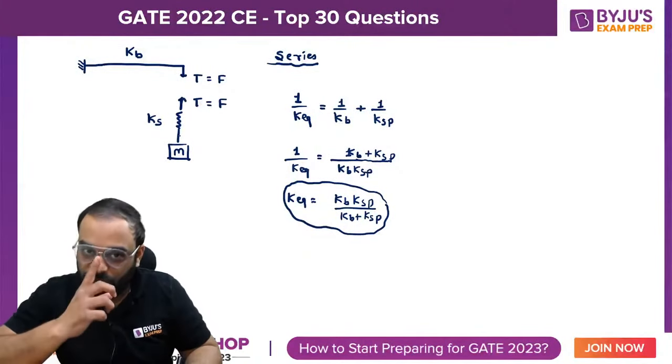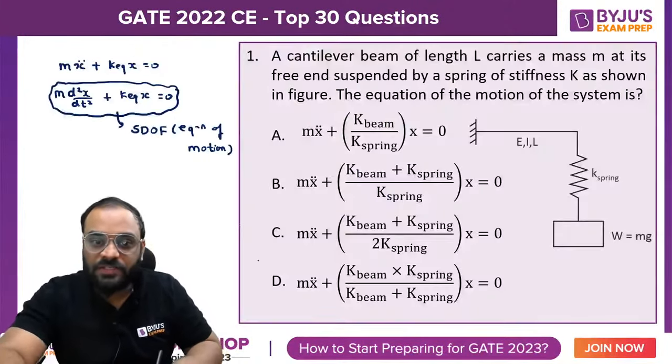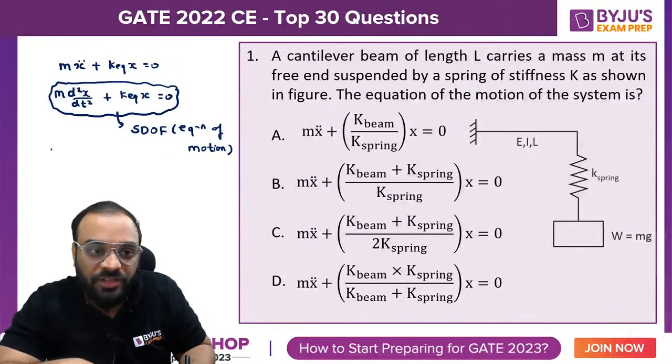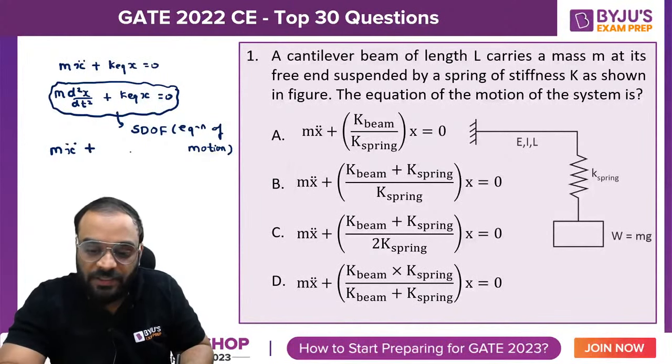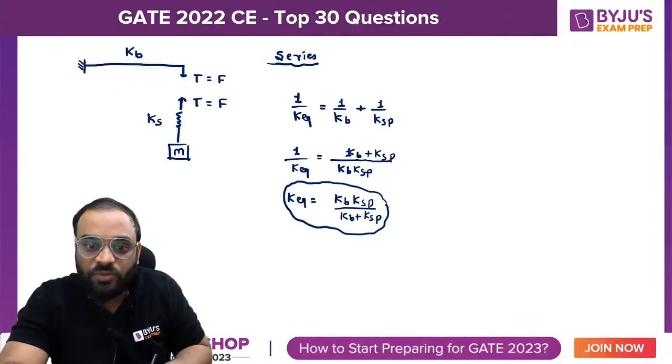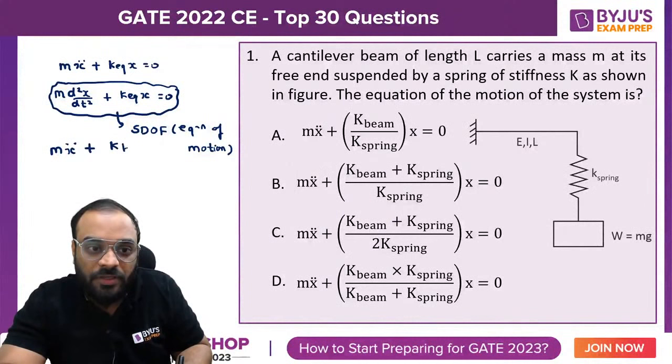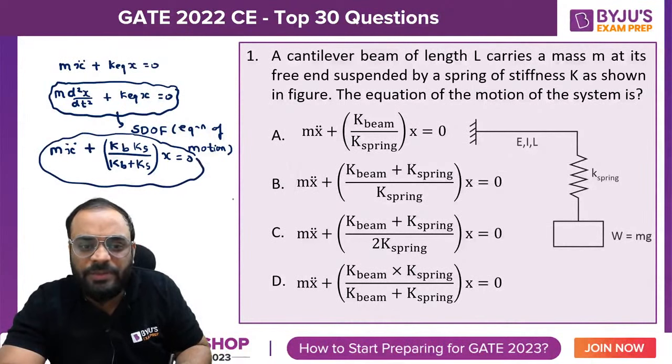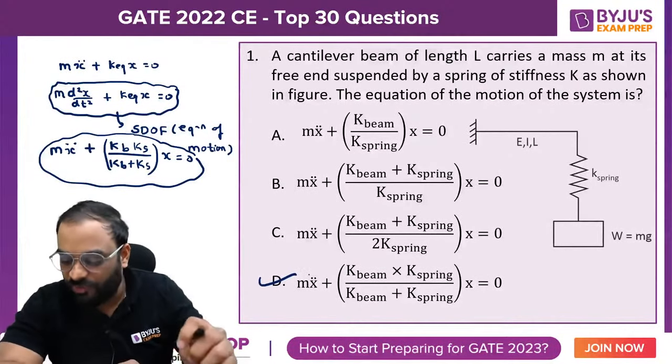I think now you are able to understand. You just have to put this value over here. So the answer will become m x double dot plus the stiffness K beam K spring divided by K beam plus K spring, multiplied by x, equal to 0. This will be the answer. That's why D is the correct answer for this problem.